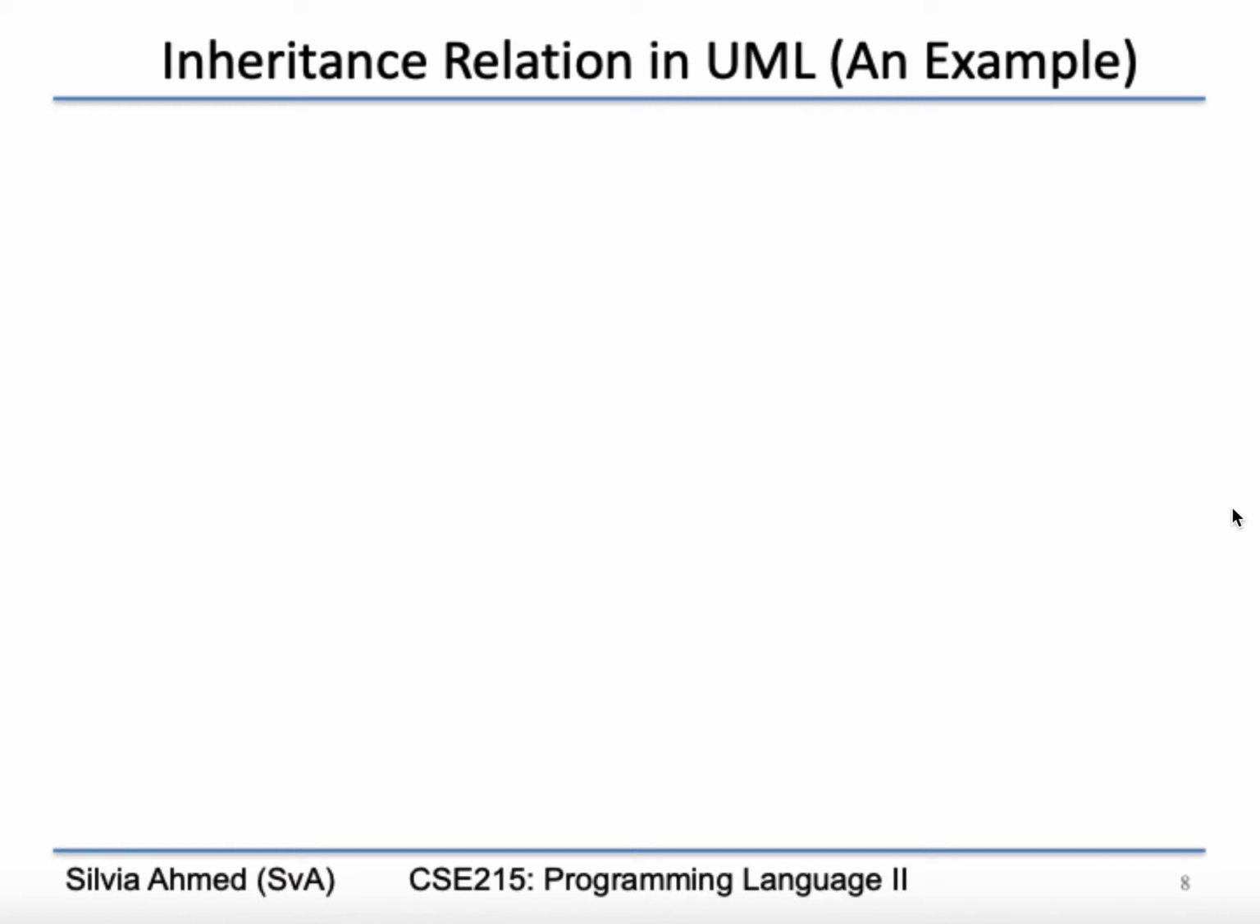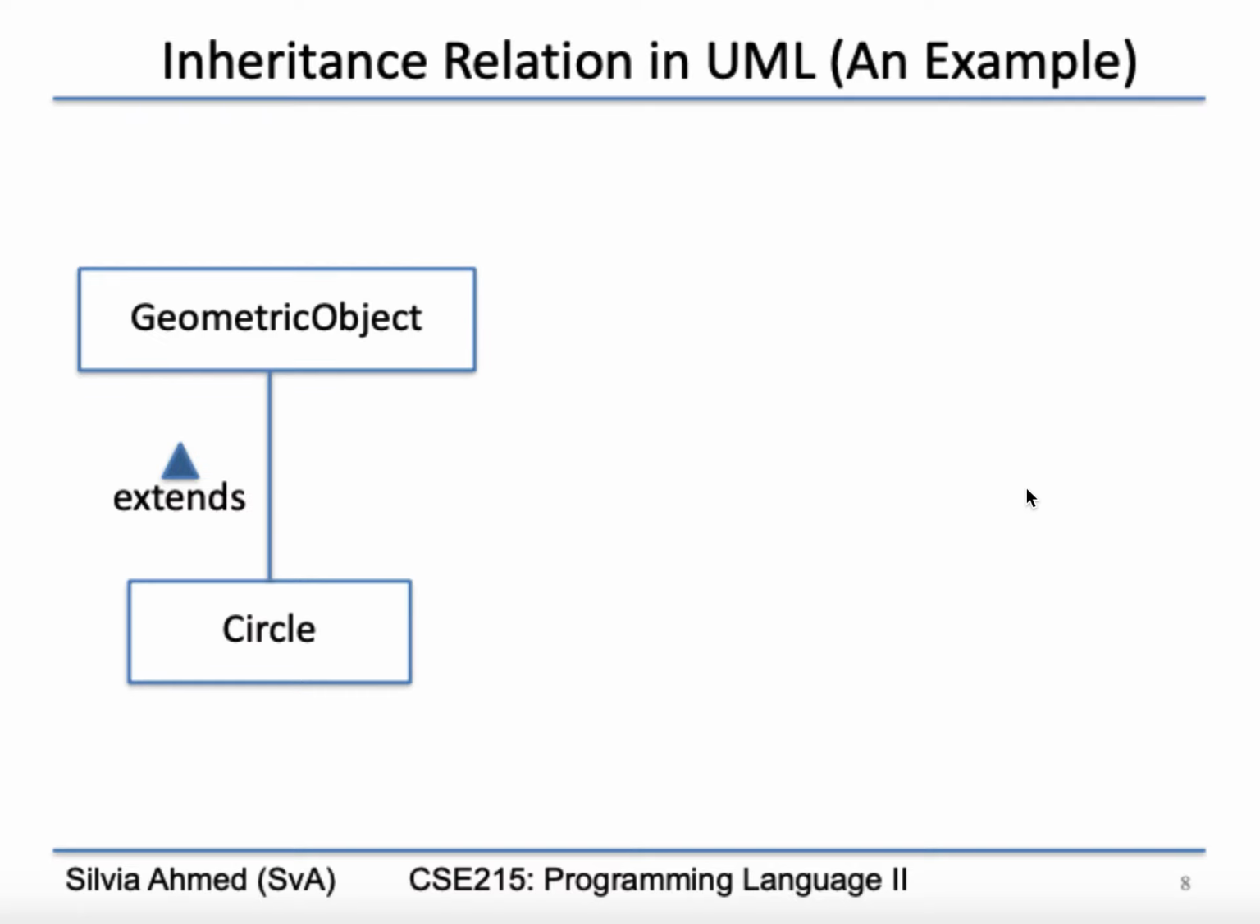How we can relate classes, and we can show this relationship in a UML diagram. We will now see how we can show the inheritance relation in UML. The example that we have done was Circle extends GeometricObject. So using the common association relationship, we will put a straight line between the Circle and GeometricObject classes.